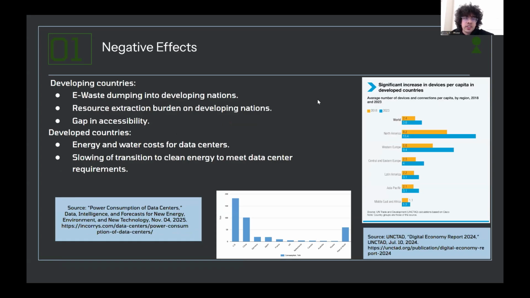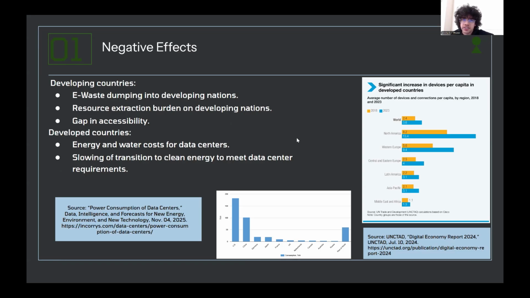Negative effects: e-waste is dumped disproportionately into developing nations, sometimes shipped illegally, like from the EU, where 350,000 tons a year are shipped into African nations. And there's a resource extraction burden on developing nations, usually because privatized corporations from developed nations own the actual land where the resources can be found. And the gap in accessibility, as you can see from the digital economy report in 2024, the world really increased in, and Western countries especially increased in devices per capita, but not the developing world.